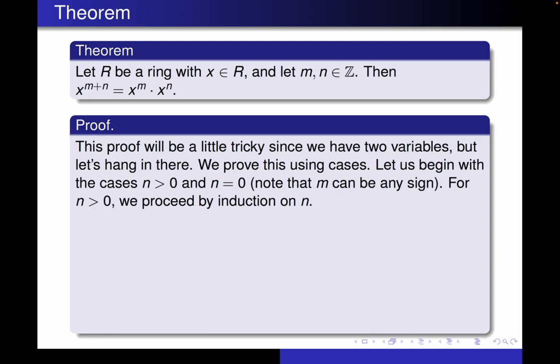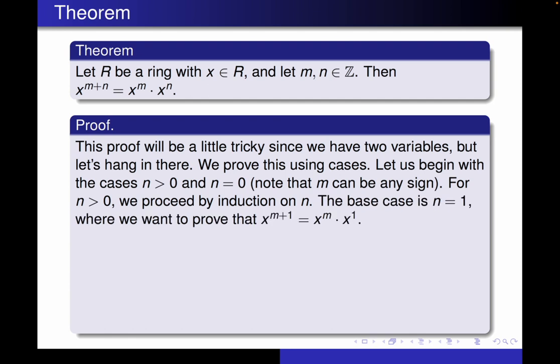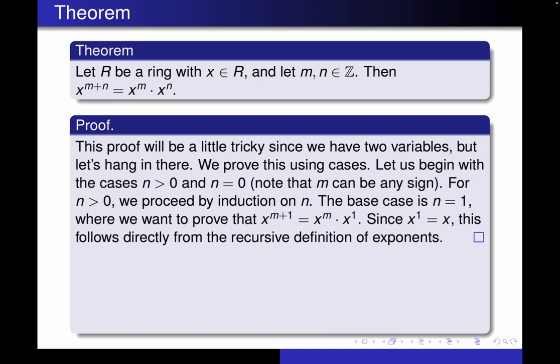All right, so for when n is a positive number, in other words, a natural number, we're going to just proceed by induction on n. And our base case is n equals 1. So we want to prove that x to the m plus 1 is equal to x to the m times x to the 1. However, we know that x to the 1 equals x, and when we replace that x to the 1 with x, we get exactly the recursive definition for exponents when m is a natural number. So that works out just fine.